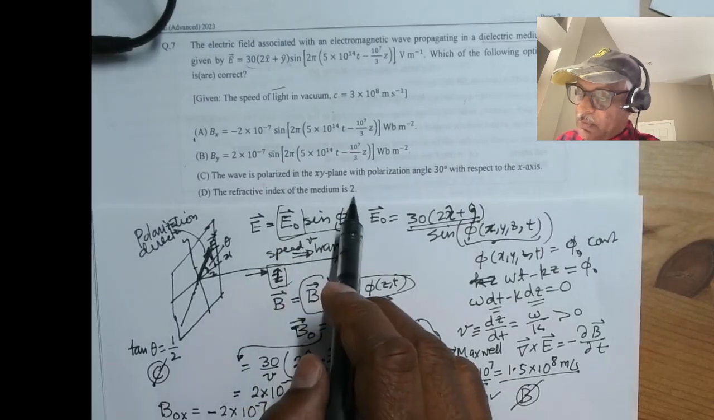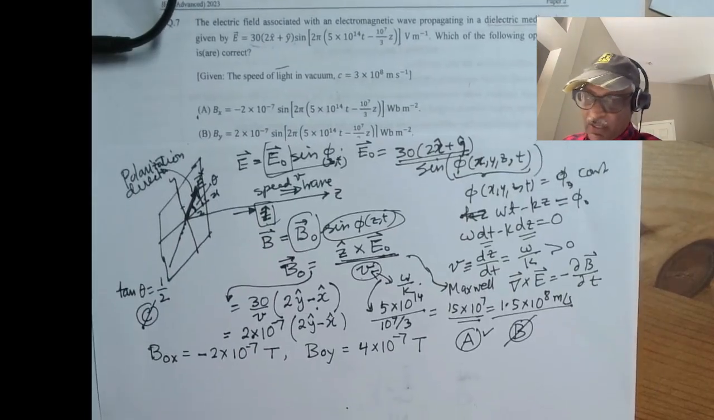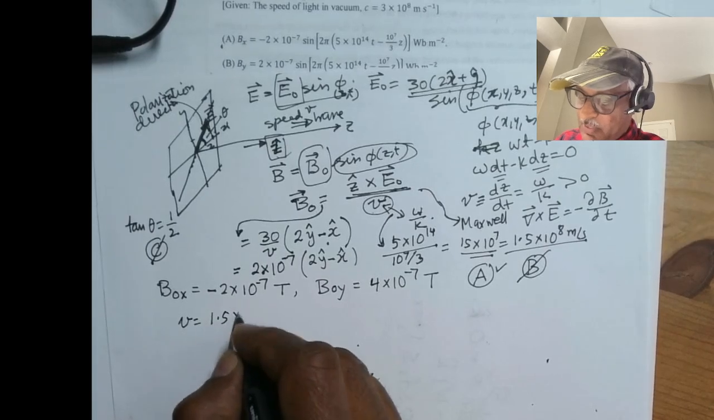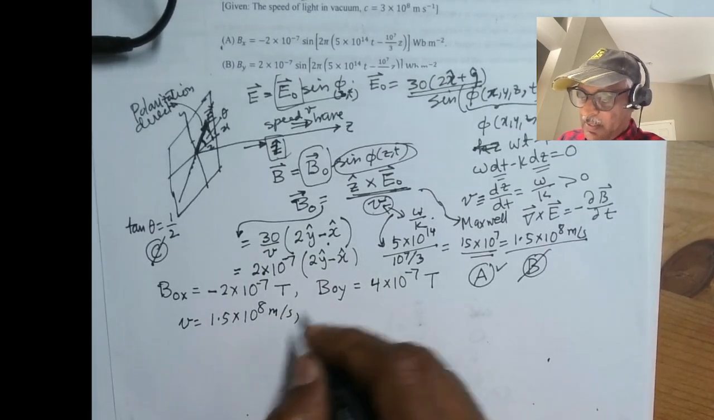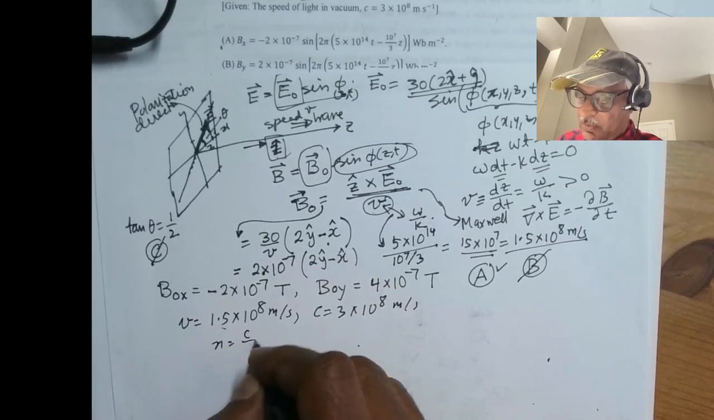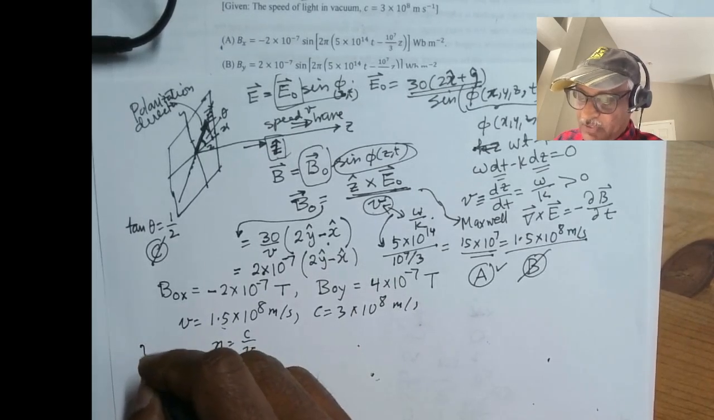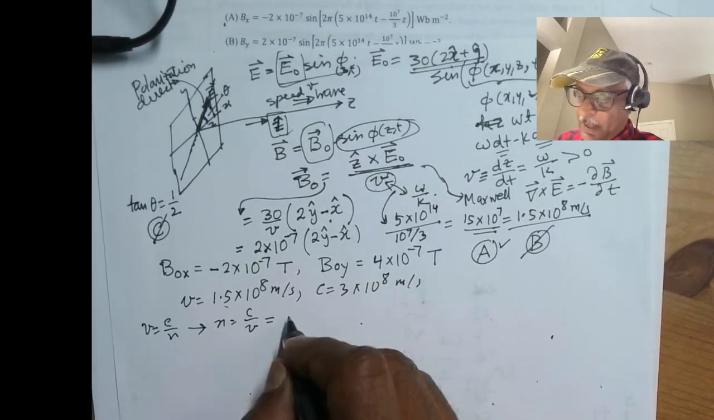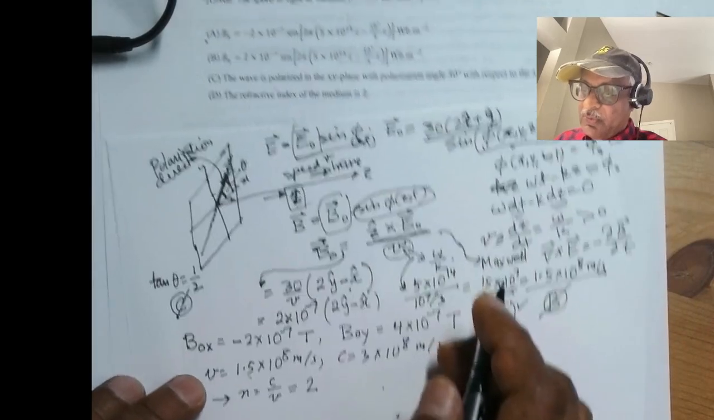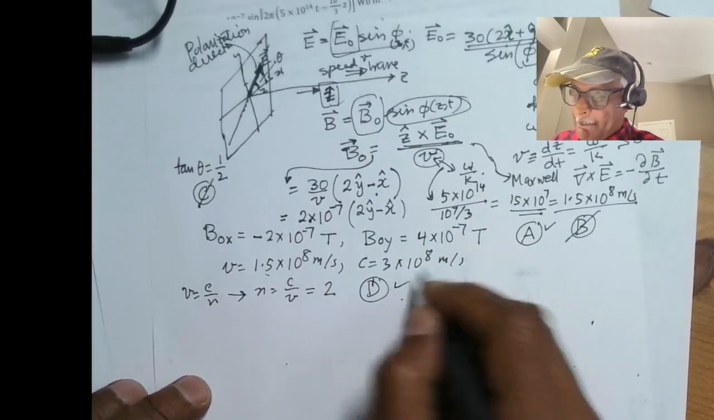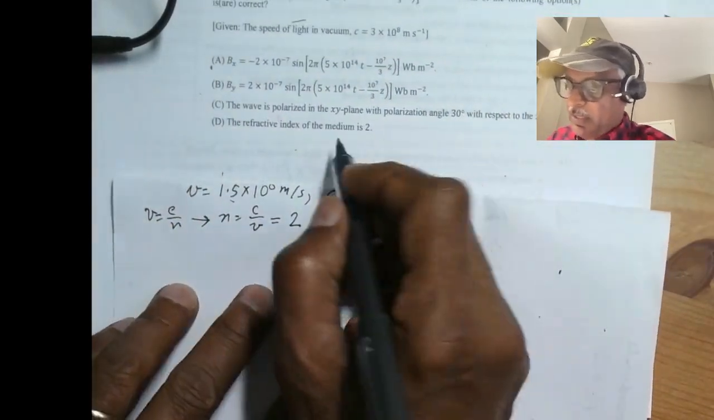How about this one? Refractive index of the medium is 2. Yeah, so we already know the speed of the wave. V is 1.5 times 10 to the power 8 meter per second, and C is 3 times 10 to the power 8 meter per second. Their ratio, N is C over V. V in any medium is C over N. That gives me 2. So that says D is correct, because the refractive index of the medium is 2.